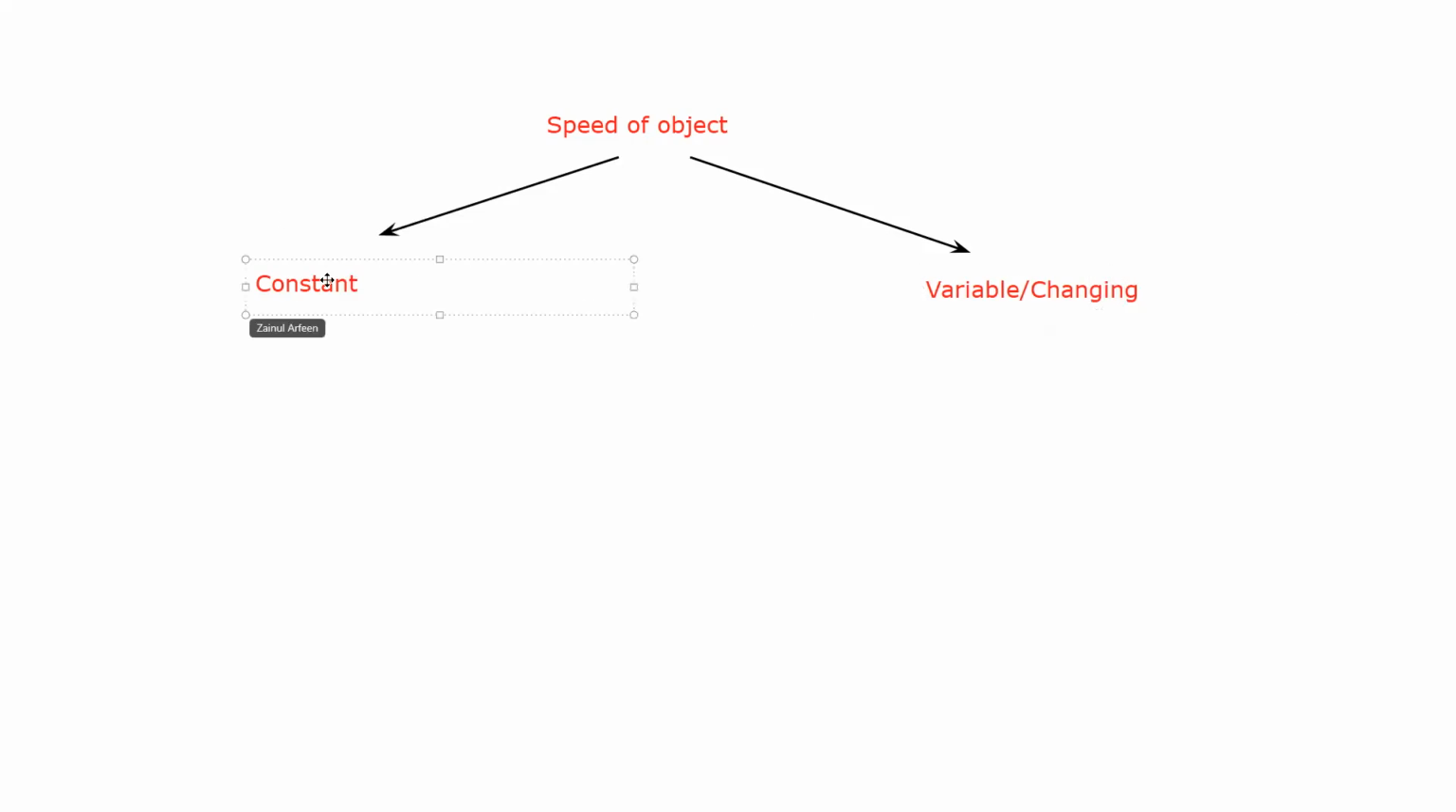And the term constant and also the term uniform is used for a constant speed. An example of a constant speed: an object is moving from one point to another. The object is at point A, then at point B, then point C, and then point D.